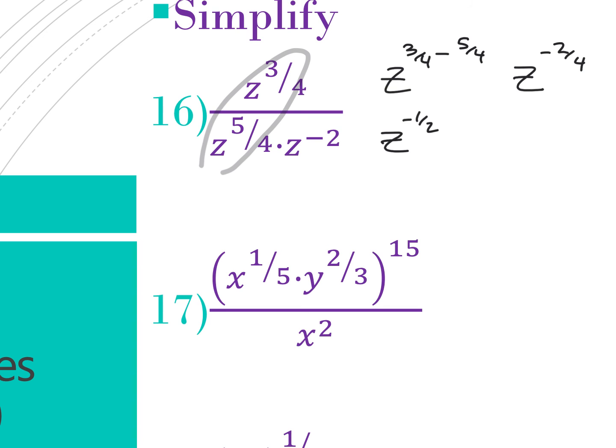So whenever you get a negative number when you subtract, it's going to be put in the bottom. So now what I really have is 1 over z to the 1/2 times z to the -2.